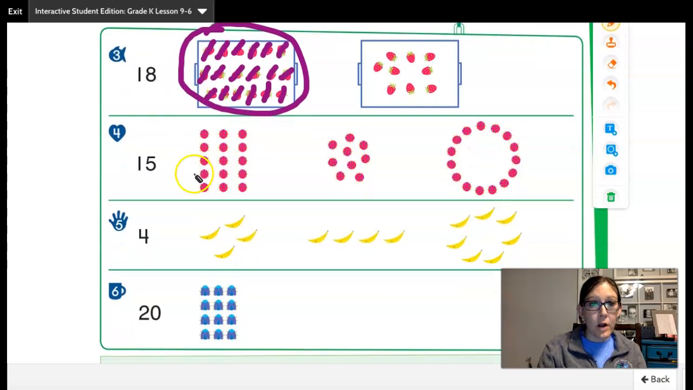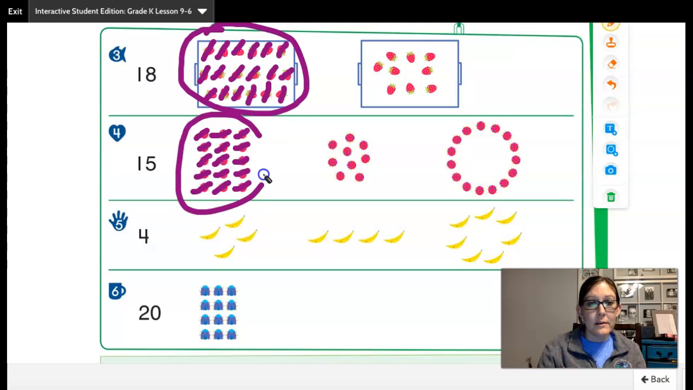All right, number 4, heart. We are looking for the group that has 15 ladybugs. Ooh, this is tricky. Well, let's start right here. Are you ready to start counting and marking? Let's go. Remember, we're looking for the group that has 15. 1, 2, 3, 4, 5, 6, 7, 8, 9, 10, 11, 12, 13, 14, 15. We found it.